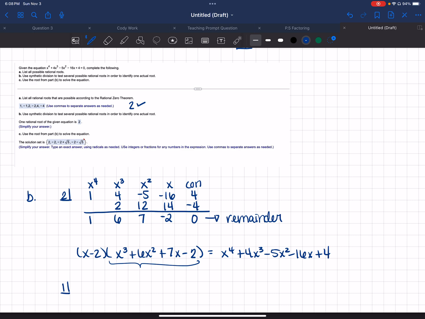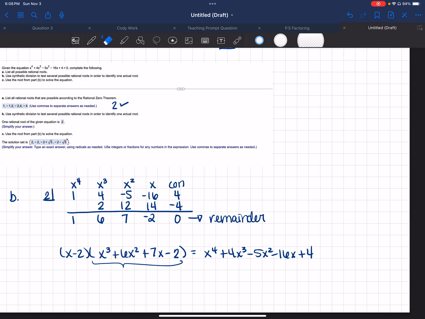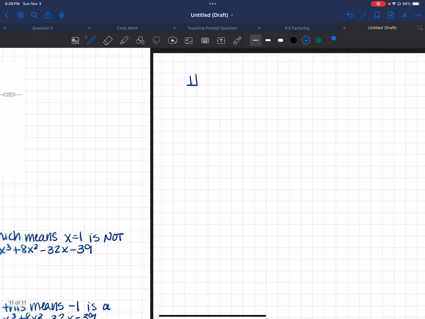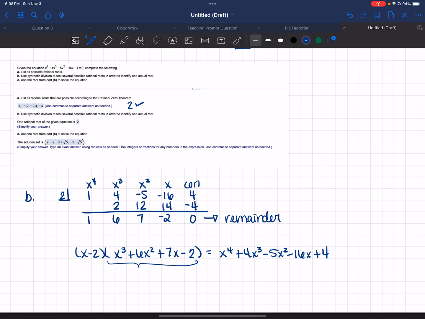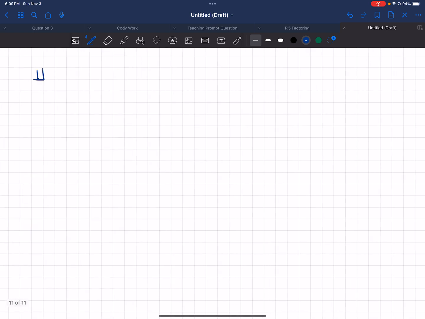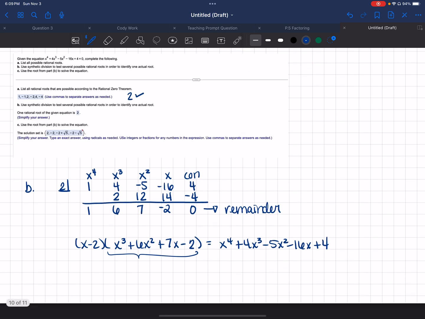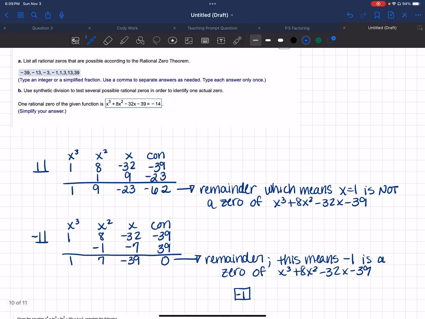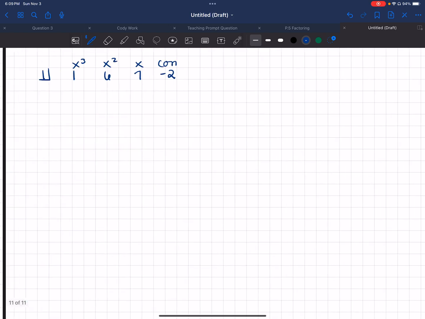Okay, I am actually going to go to the next page. And so I'm going to put 1 here. I'm going to have to flip back and forth real quick. And let's put that into x cubed plus 6x squared plus 7x minus 2. So x cubed, x squared, x, and a constant. And I have 1, 6, 7, -2. Let me double check that. 1, 6, 7, -2. Okay.